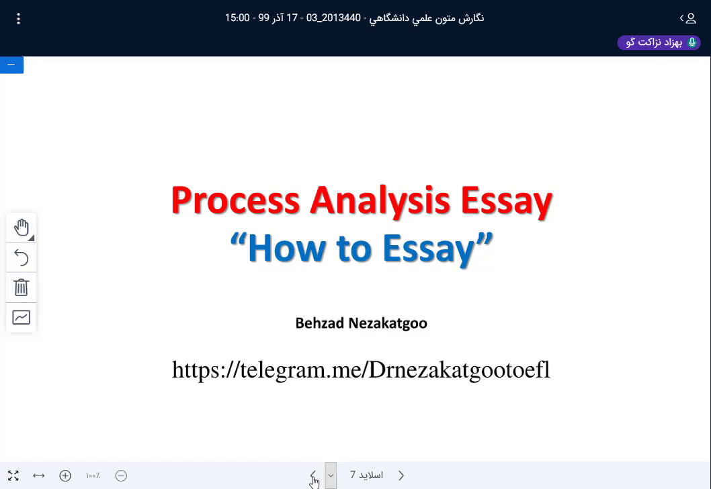And in informative process analysis, the writer explains how something is done rather than how to do it. How something is done. It is informative. It just gives information without expecting that the reader will actually go out and do the things herself or himself. Okay, this is the difference between directive and informative.